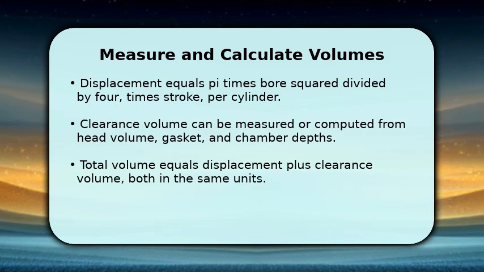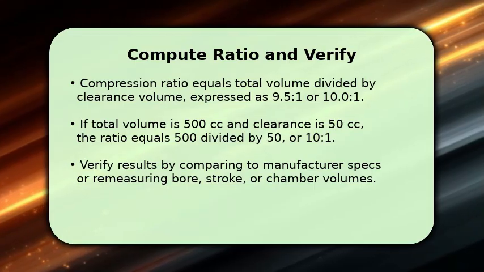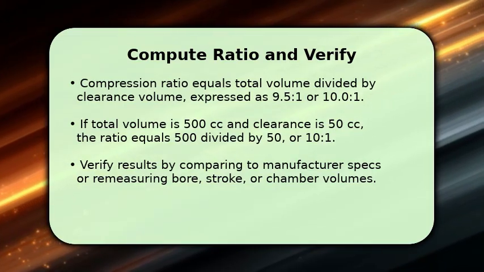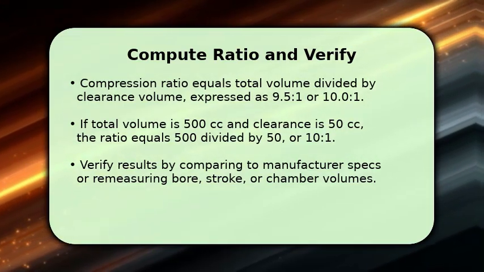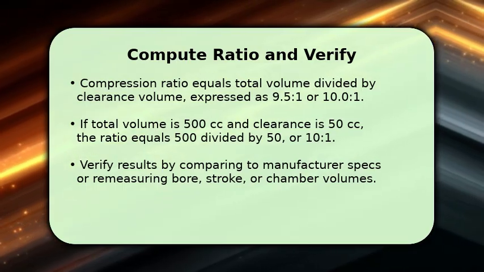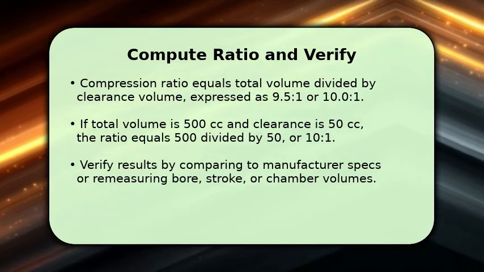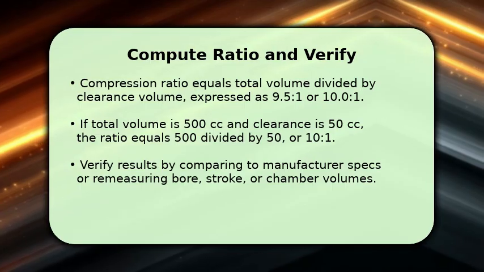Now compute compression ratio using total volume divided by clearance volume. Express the result as x:1, for example 9.5:1 or 10.0:1. For a quick check, use numbers. If total volume is 500 cc and clearance is 50 cc, ratio equals 500 divided by 50, or 10:1.